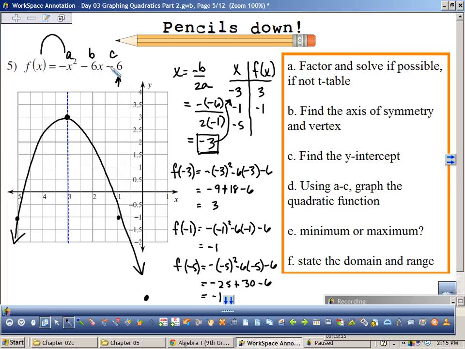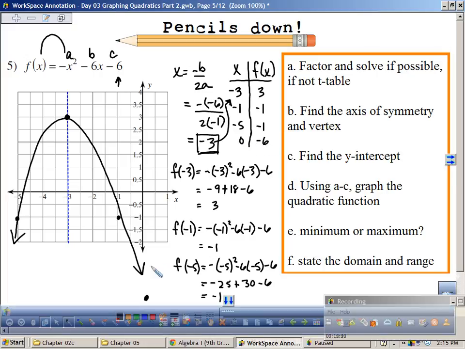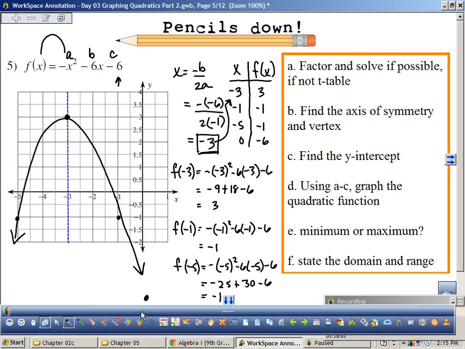This one right here, because my constant is -6, so my y-intercept, if I were to plug in 0, would be -6. So I knew that this graph was going to cross down there. I just can't graph it. Does that make sense? Any more questions right now?